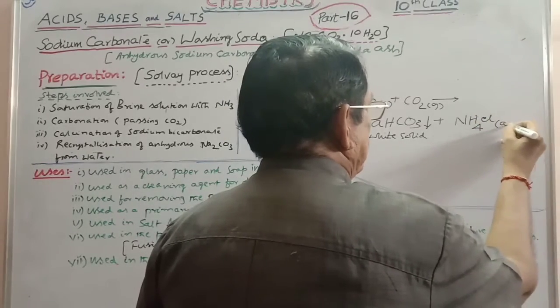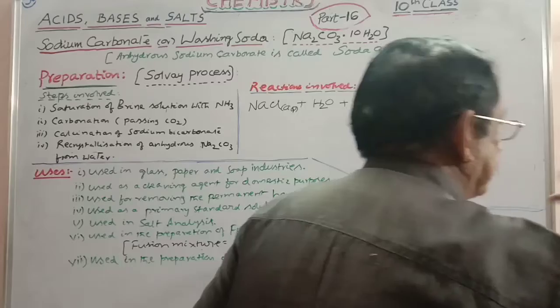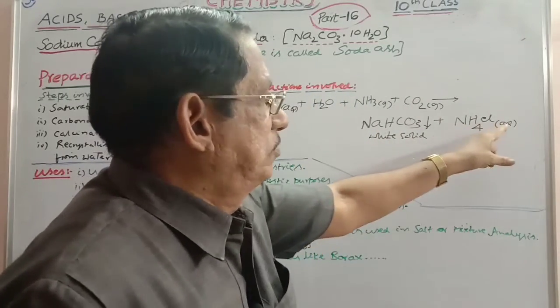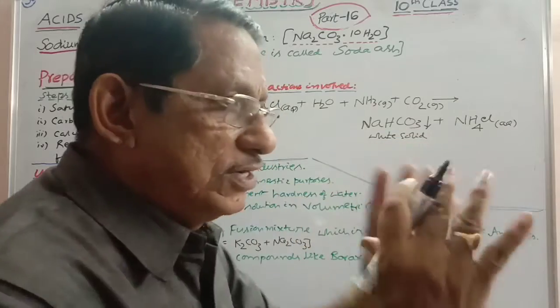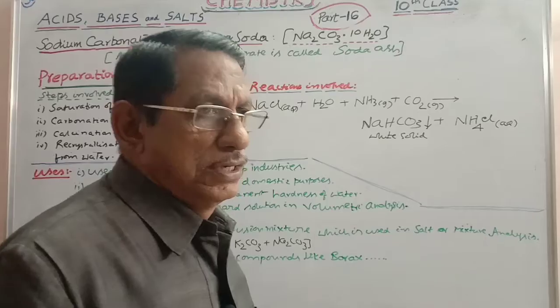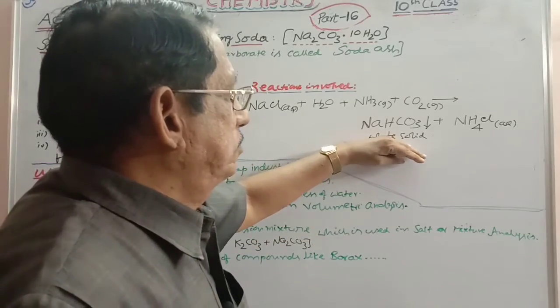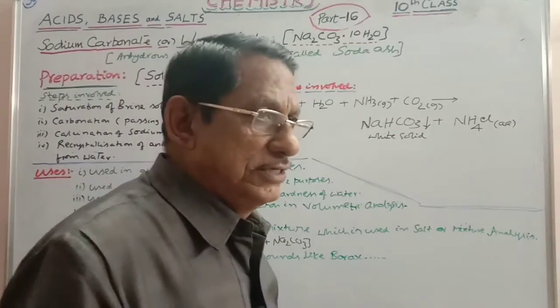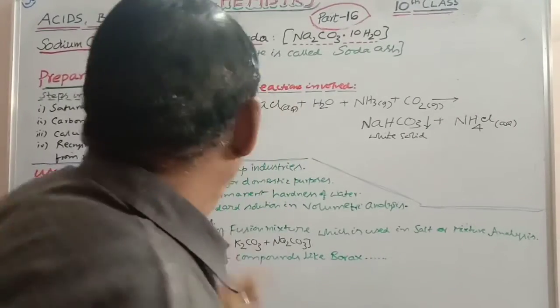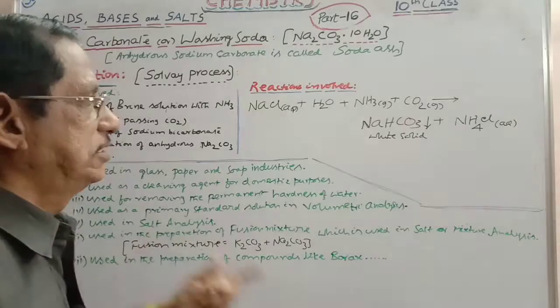Ammonium salts are completely soluble in water, so that remains in the aqueous medium. So this is the precipitate, a white solid, and the ammonium chloride remains in solution, and so this is filtered. The filtrate will be coming down, and here sodium bicarbonate remains as a solid. That solid is separated. And then what you have to do? That solid is subjected to calcination, meaning heating.